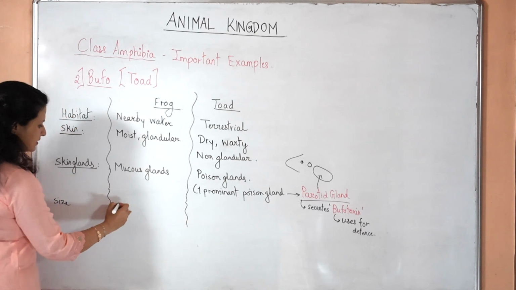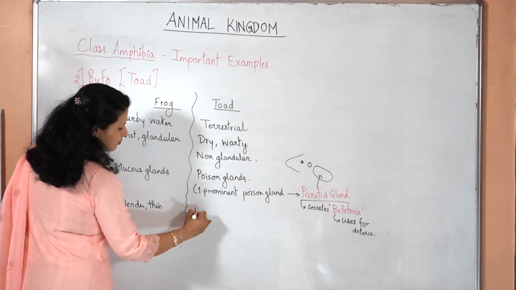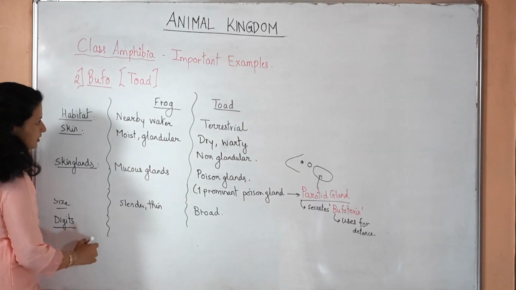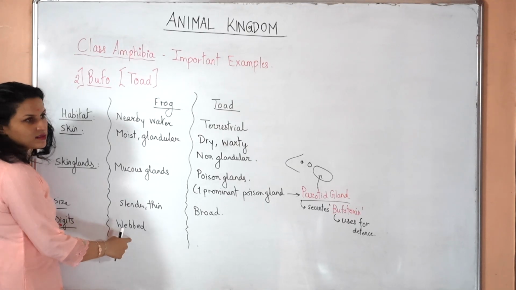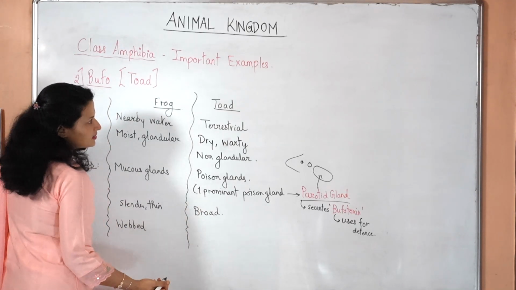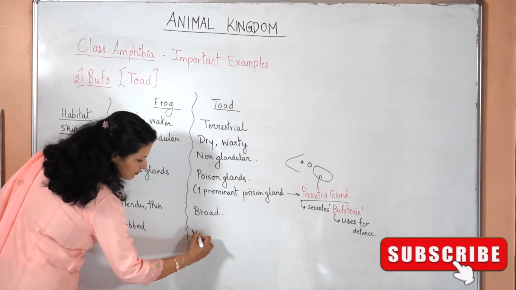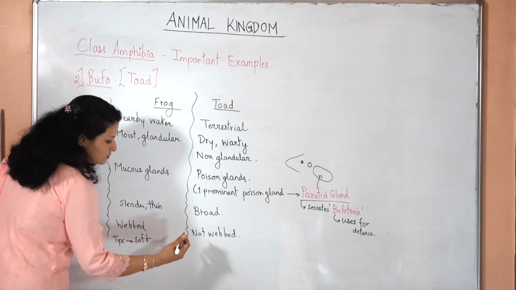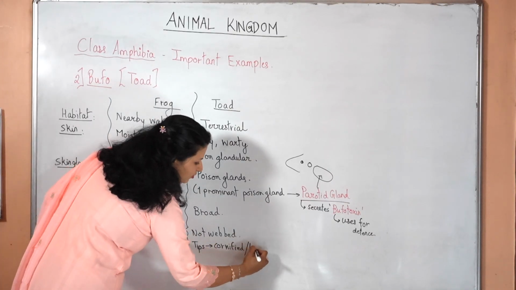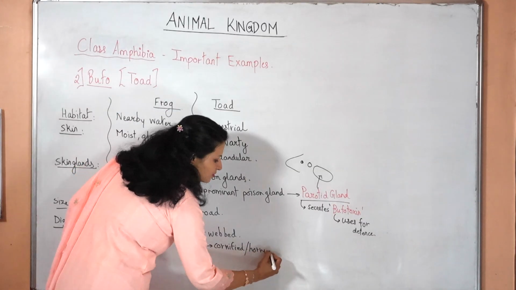When it comes to size, the frog is very slender and thin, and the toad is quite broad in size. Digits. The digits of frog are webbed because it is meant to live an aquatic lifestyle, so it needs them for swimming. And since the toad lives a terrestrial lifestyle, its digits are not webbed. The tips of the digits are very soft in case of the frog, but the tips are quite cornified or horny in case of the toad, because it enables it to dig.